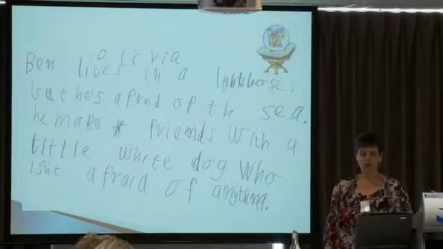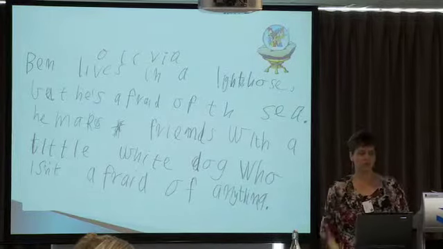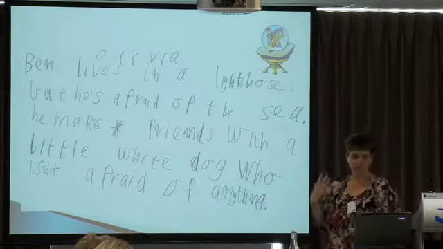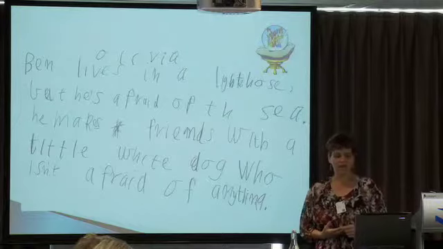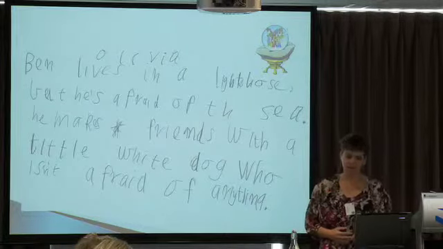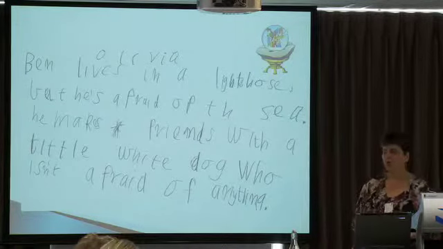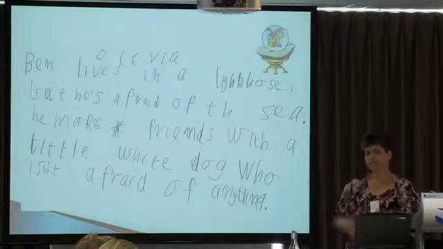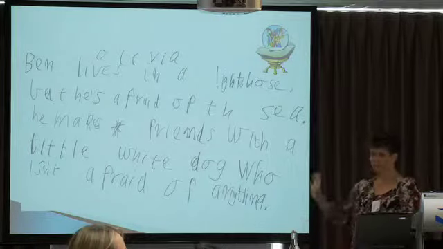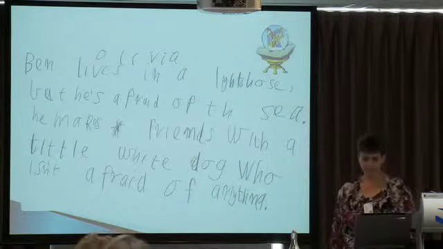Then they've gone on to answer some questions and predict what the text is going to be about. And Olivia there's got, Ben lives in a lighthouse, but he's afraid of the sea. He makes friends with a little white dog who isn't afraid of anything. So this is our prep group working independently on their own.